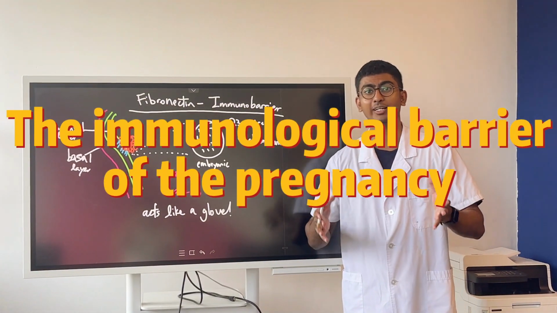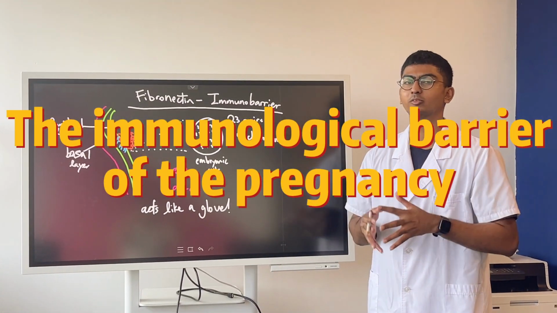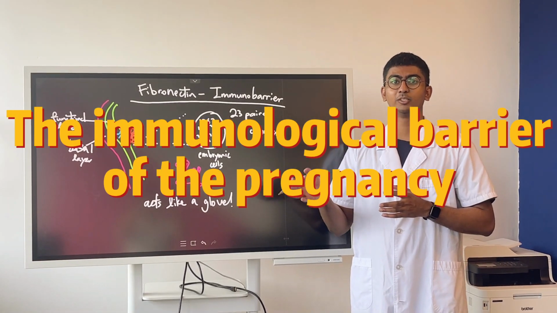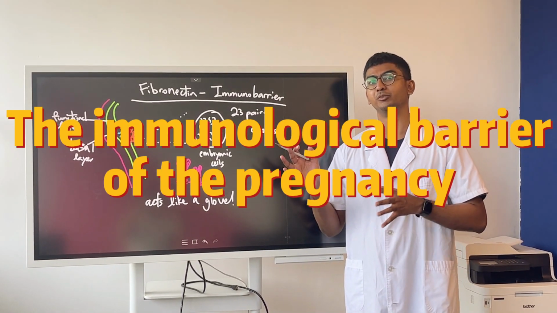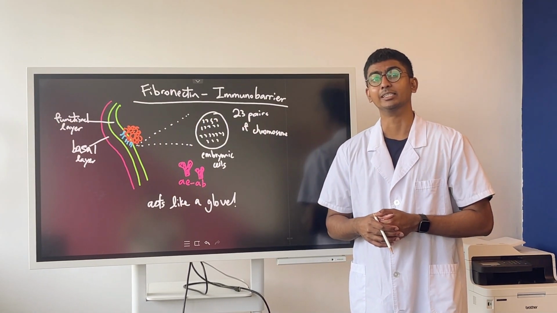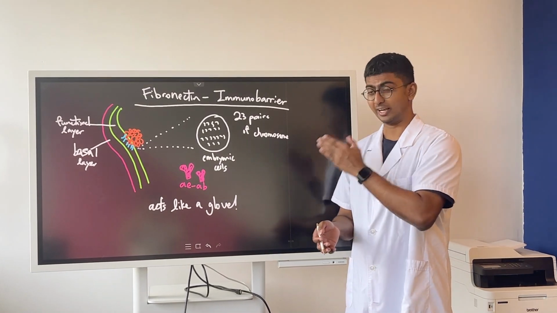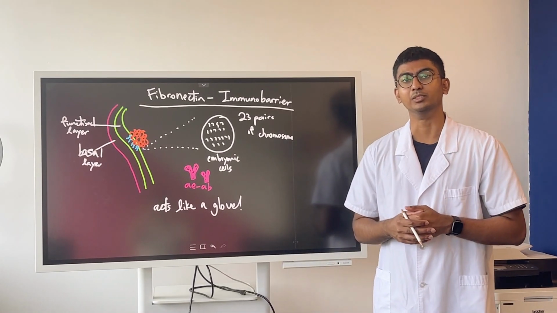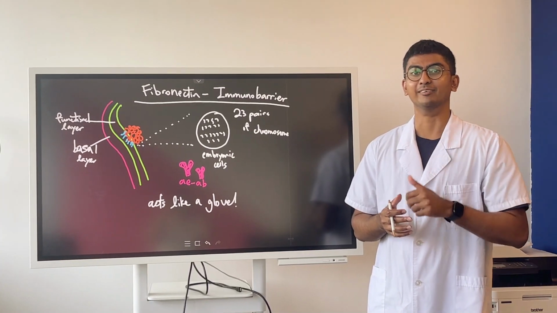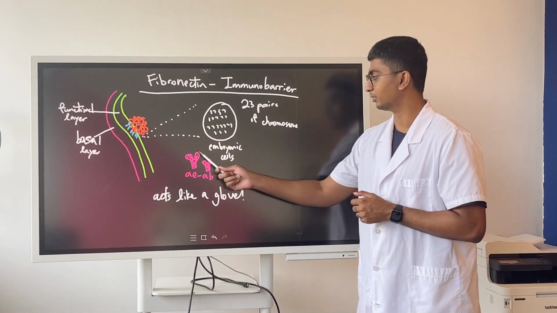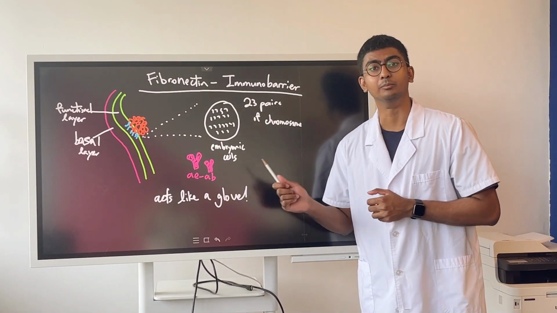Hi, in today's video I'd like to talk about the most common form of recurrent miscarriage once again, which is the immunological miscarriage. We've repeatedly talked about the anti-embryonic antibodies, and today I'd like to dive deep on what exactly happens at the microscopic level. So here you can see this purple drawing here. This is the anti-embryonic antibodies.